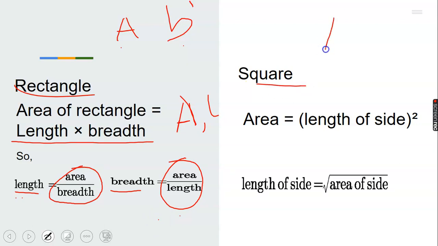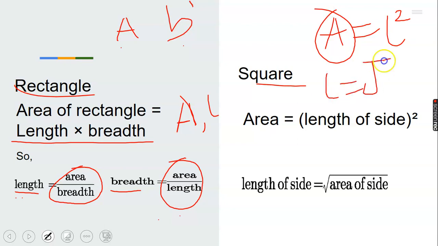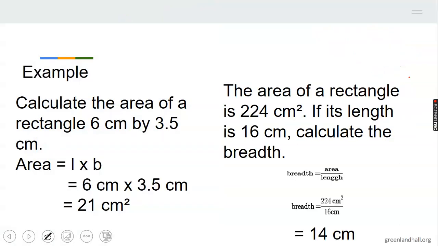Now the same thing goes to square. We said A equals L squared from our previous slide. Now, to get the length, let's say we are given the area and L is missing. We can use the formula L equals the square root of A to get our length.